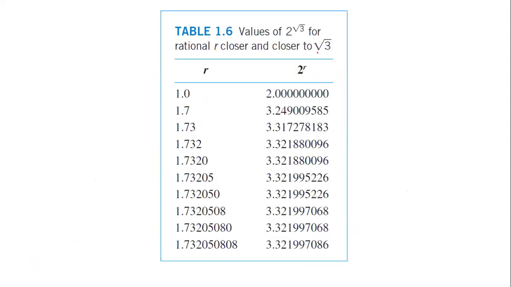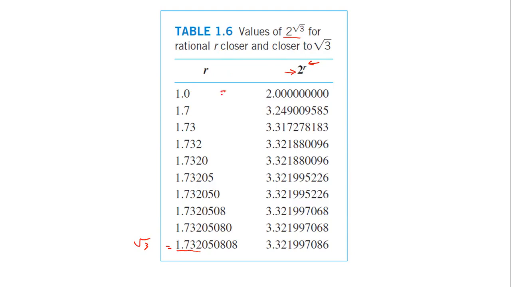Okay. Now what we will do now, we will take a look at the value of 2 raised to the power square root of 3. Square root of 3 is equal to 1.732 something. So assume that we're taking the exponent as r. We're going to start from 1, and we're going to use 2 as the base. So this is the base 2, and this is the exponent. So we're going to have the value of the exponent from here.